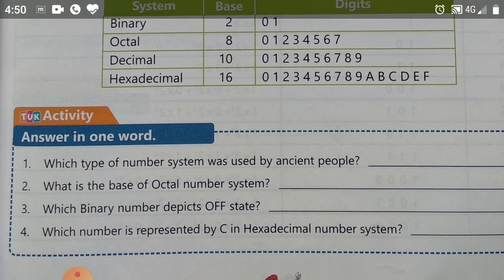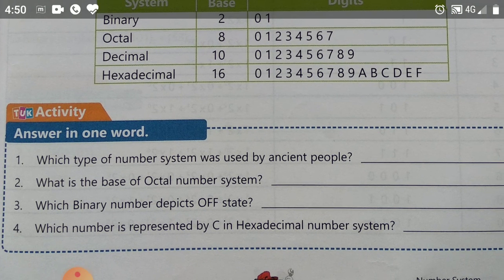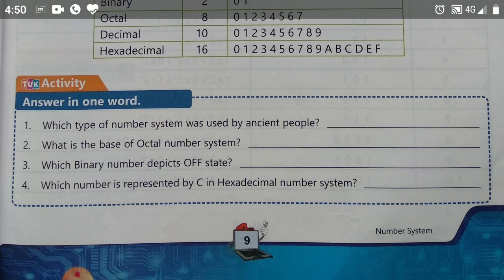Good. Now, this is an activity for you. You have to solve it. Which type of number system was used by ancient people? The answer is here. One word you have to use: non-positional number system. What is the base of the octal number system? 8. Which binary number depicts the off state? That is 0. 1 means on and 0 means off.